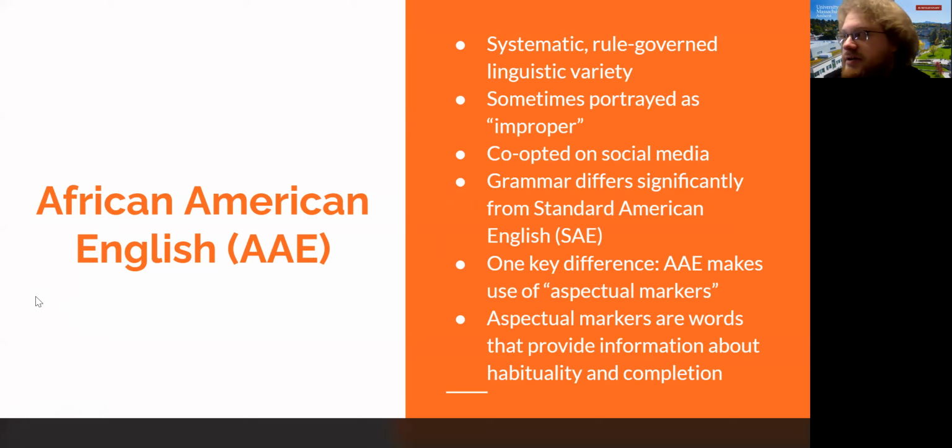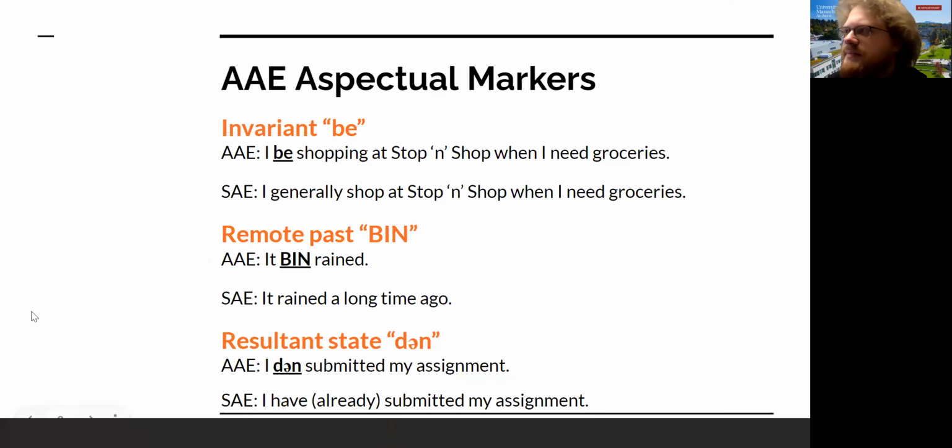So Standard American English is what I'm speaking right now. One of these key differences is that AAE, African American English, makes use of aspectual markers. This is a term that's used by linguists to describe a category of word that provides information about habituality and completion, the aspect of a sentence, which is kind of like tense, but not really. Has some differences. So what do these markers look like?